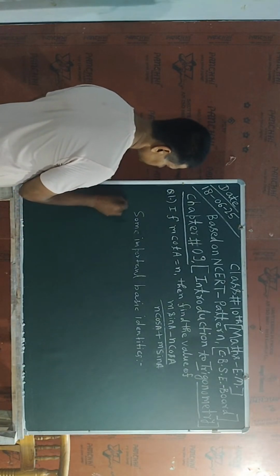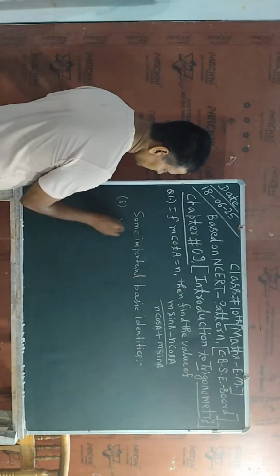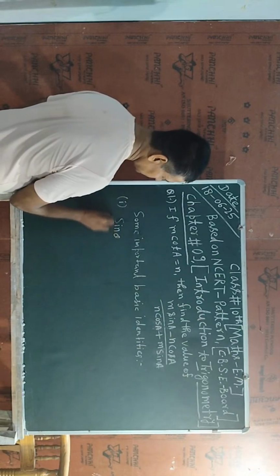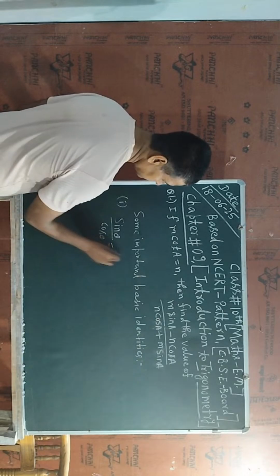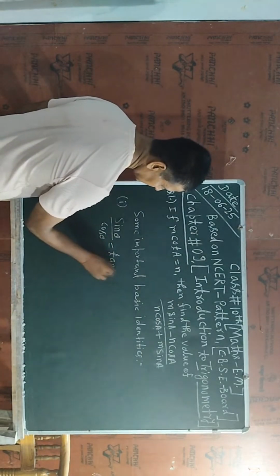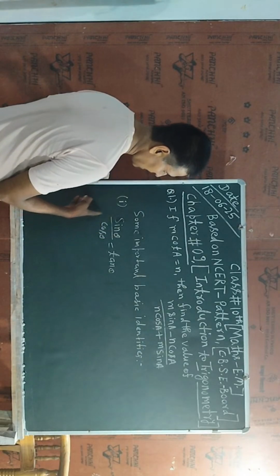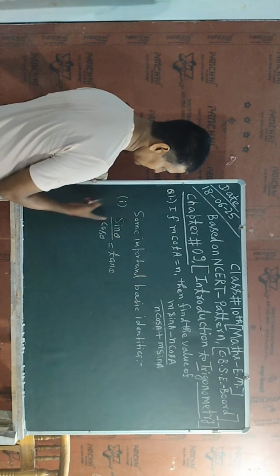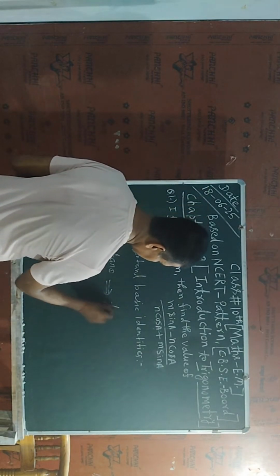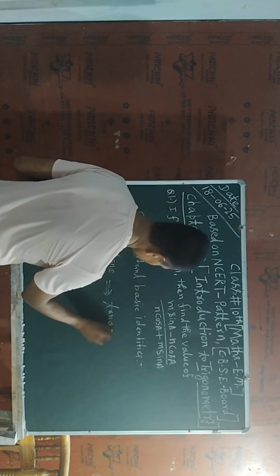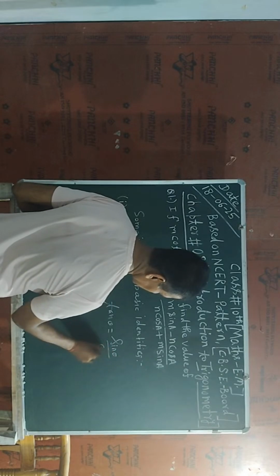So the first identity I am going to write here. If the trigonometrical function sin theta divided by cos theta is given, it is also written as tan theta. Tan theta can be written in this way: tan theta is equal to sin theta divided by cos theta.